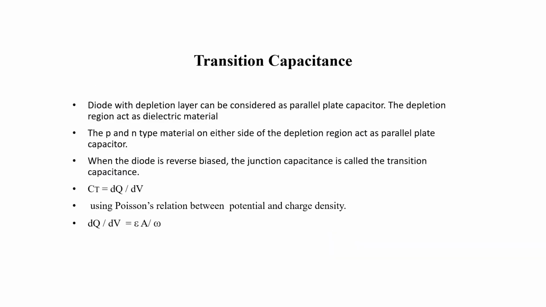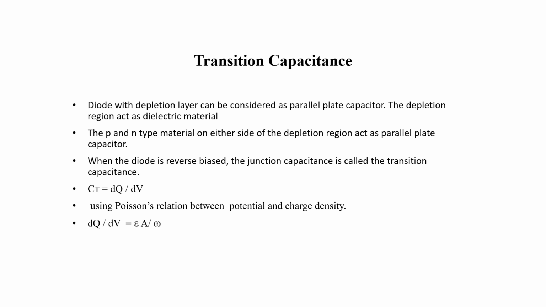Next is transition capacitance. When a diode is reverse biased, reverse current flows due to the minority carriers. Majority charged particles, that is electrons in the N region and holes in the P region, move away from the junction. This increases the width of the depletion region. The width of the depletion region increases as reverse bias voltage increases.